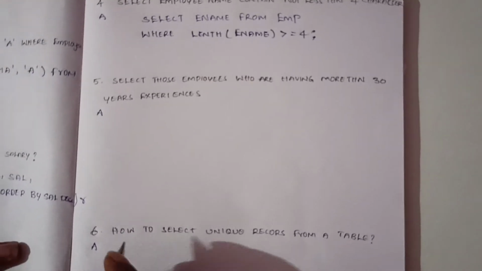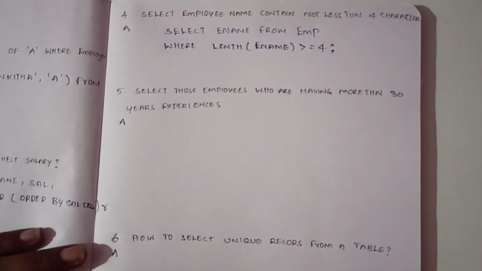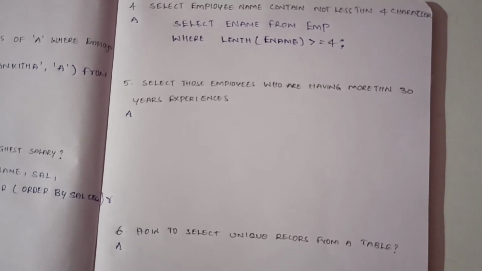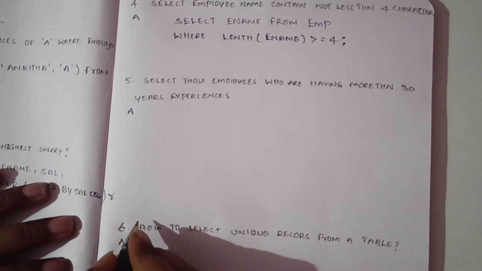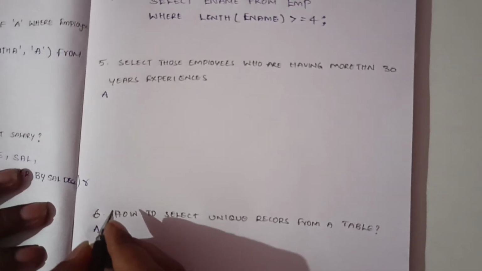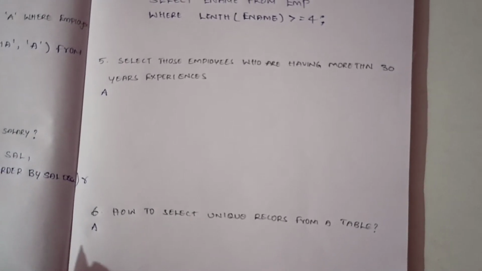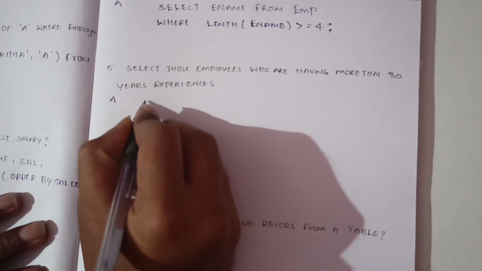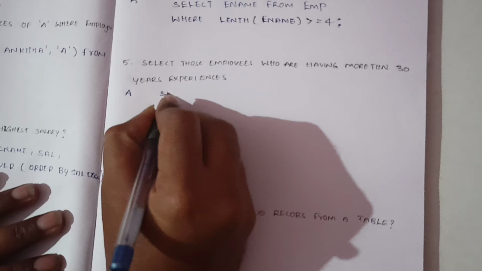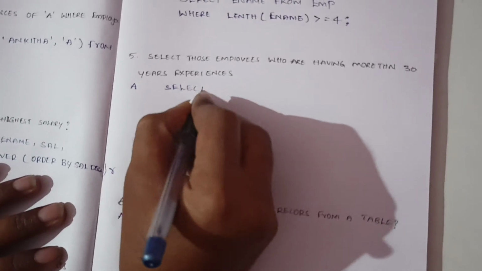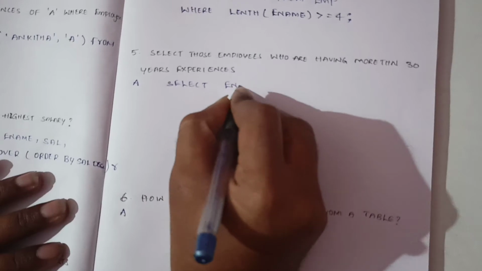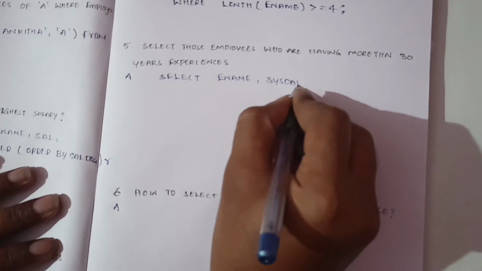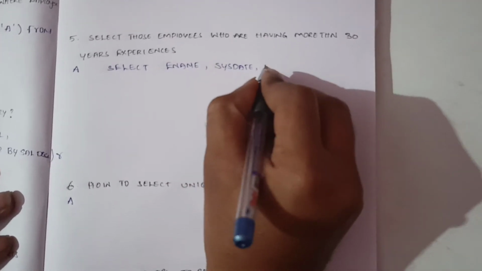Now we are going to see the fifth SQL interview question. Select those employees who are having more than 30 years experience. These questions are asked in many ways in the interview, like select those employees who are working more than 30 years in the company. For this we are going to write the query by using truncate. Select employee name, comma sysdate. Sysdate will give today's date and hire date.